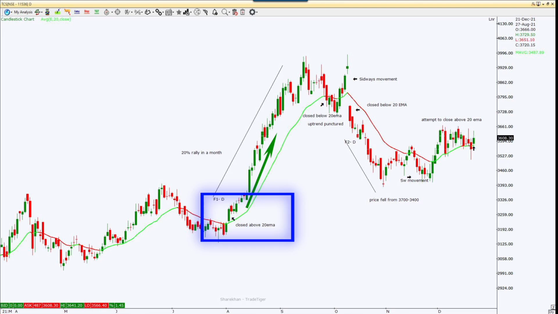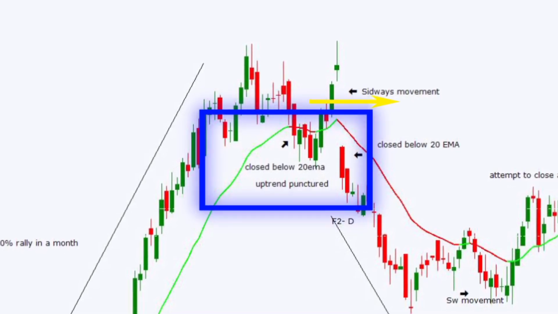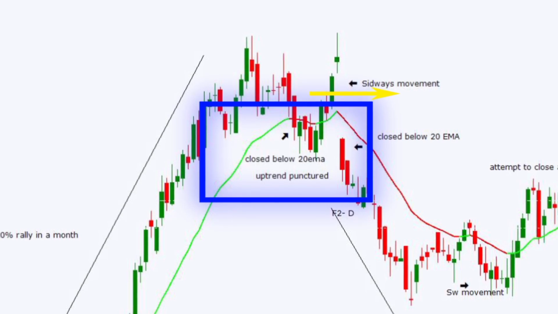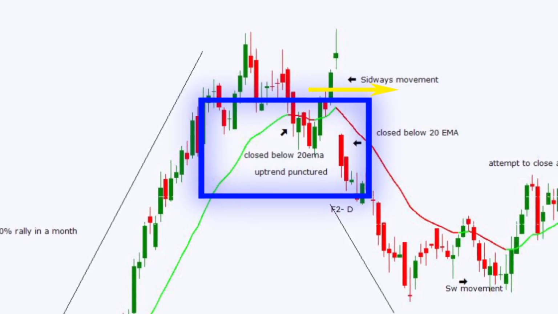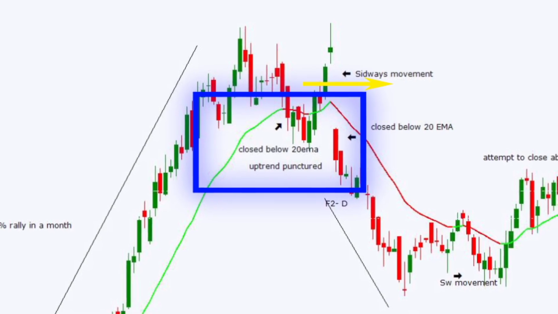Now let's see what happened in TCS somewhere around 28 to 29 September 21. As you can see, the stock closed below the 20 moving average for the very first time in the last 1 month. Resultantly, the strong uptrend in the stock got punctured and the stock kind of went into a sideways trend, as you can see from the price action.